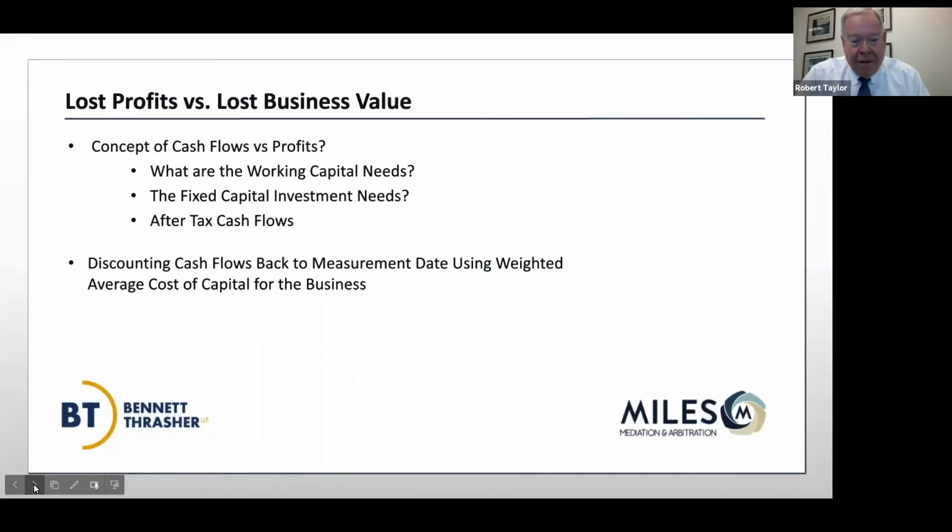You're discounting the cash flows, again, back to the measurement date of trial, using a weighted average cost of capital for the business. And so the measurement date is important. It may or may not be the date of trial when you had the business loss, but it's, again, discounted back to whatever that measurement date should be under the law that you're following. Next slide, please.